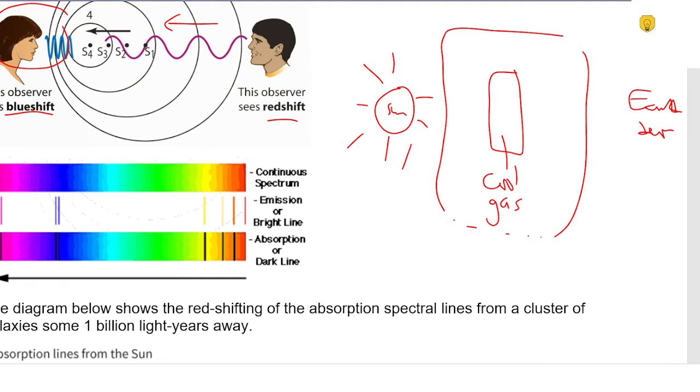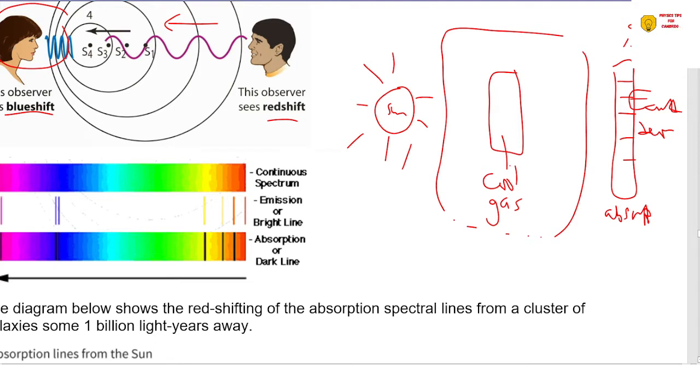So this cool gas is going to absorb only those wavelengths that are characteristic to it, right? Such that when you observe these, let's say you put this grating over there. So on the diffraction grating, you are going to observe dark lines over there, which means these have been absorbed by the cool gas. So it's called an absorption spectrum: dark lines on a bright background. Again, this was covered in spectral lines.